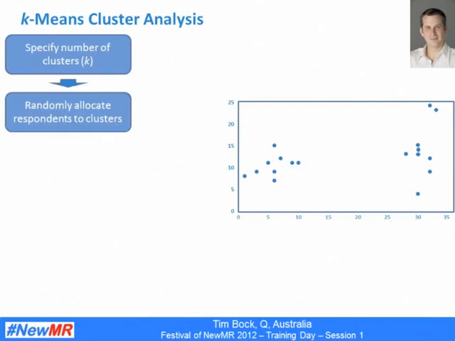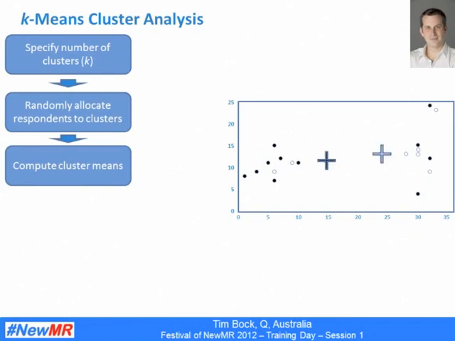We then need to randomly allocate respondents to the clusters. I'm showing this with little black and white dots. So everybody with a black dot is in the black cluster and everybody with a white dot is in the white cluster. The next step is to compute the cluster means, which I'll place on the map now. The cluster means are just the averages of the dots in the particular cluster. So you can see that there are more black dots on the left-hand side of the plot. Therefore, the cluster mean for the black dots, shown by this cross here, is closer to the left, whereas there are more white dots on the right-hand side, and so the cluster mean is shown closer to the right.